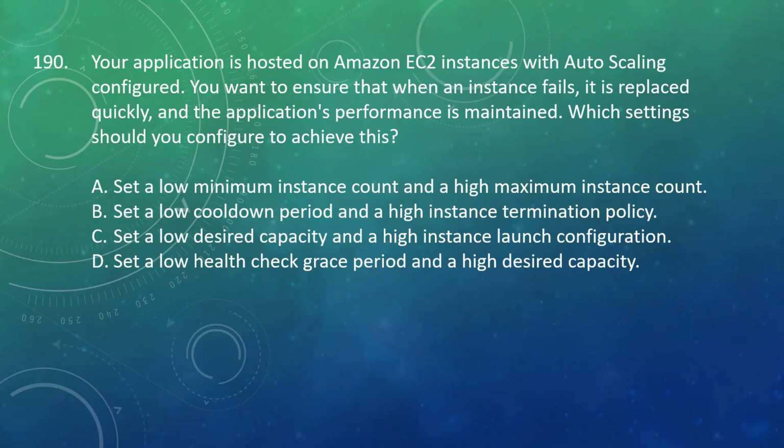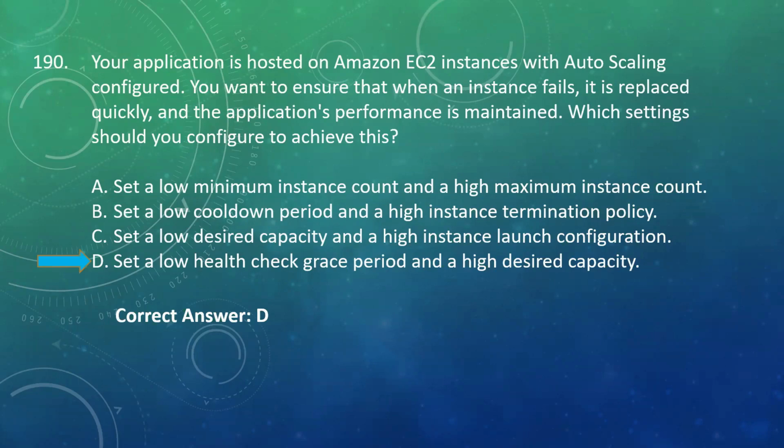To ensure that failed instances are replaced quickly and the application performance is maintained, you should configure a low health check grace period and a high desired capacity for your auto-scaling group. By setting a low health check grace period, you ensure that the new instance is quickly evaluated for health and can start serving traffic as soon as it is ready.